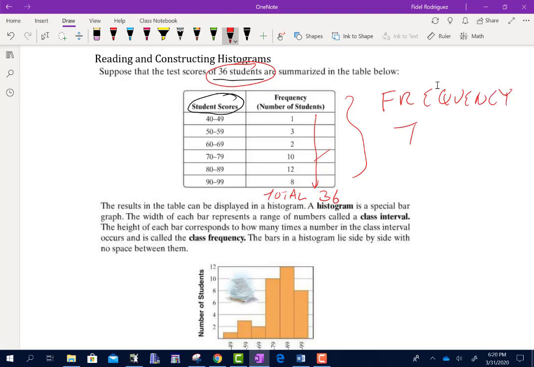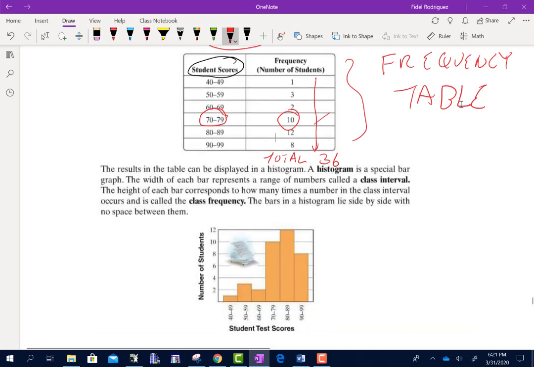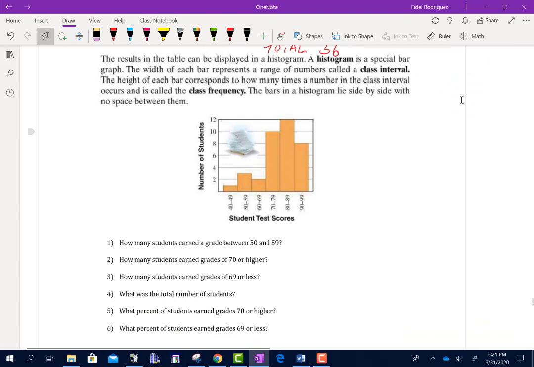So this here is what we call a frequency table. Frequency means how many times did it happen. So how many times did somebody score between a 70 and 79? 10 times, right? Now, the other way we can have this is in what we call a histogram. A histogram looks very much like a bar graph. So here's our histogram. If you notice, these are the same test scores, 40 to 49, 50 to 59, so on and so forth.